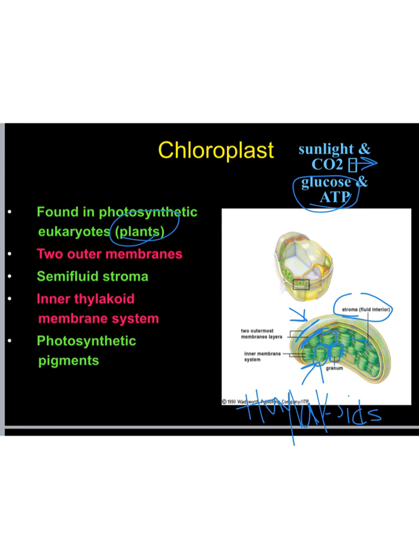These also contain the photosynthetic pigments, of which the most popular one is chlorophyll. We'll talk about others when we get to the photosynthesis chapter. But all of that is contained in the chloroplast, and that's what allows the plant to carry out photosynthesis.